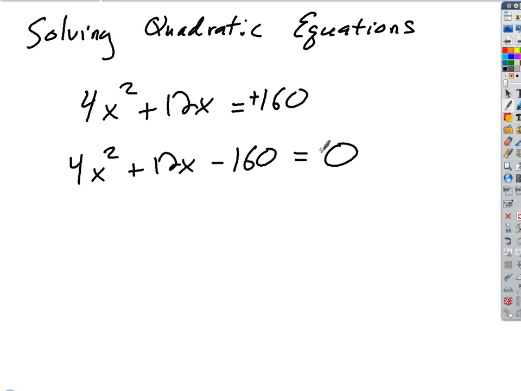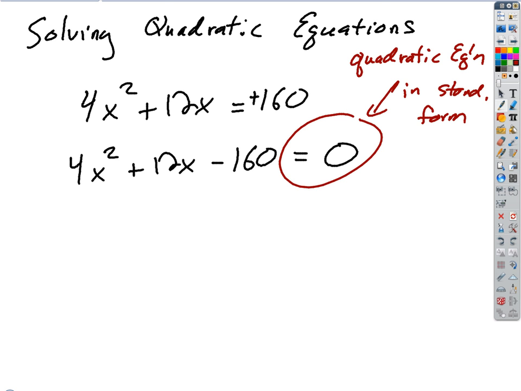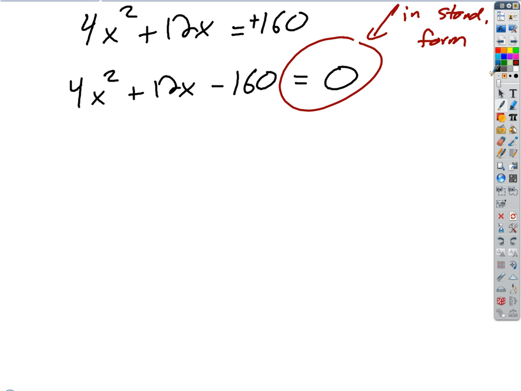Okay? All right, now why did we do that? Well, this is actually really important to do. That's called standard form, when it's set equal to 0. So this equation is a quadratic equation in standard form: ax squared plus bx plus c equals 0. And the reason we want to do that is because our goal here, if possible, is going to be to break this thing up into a product of factors.